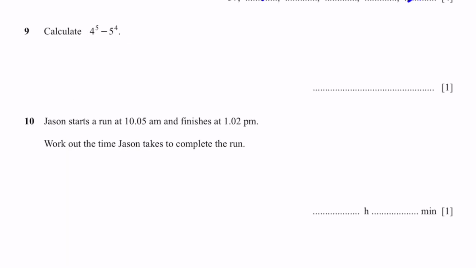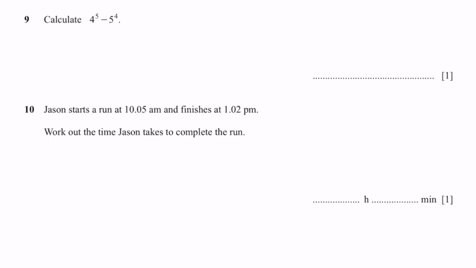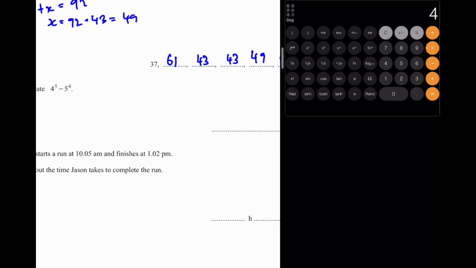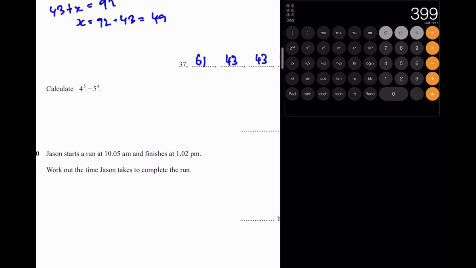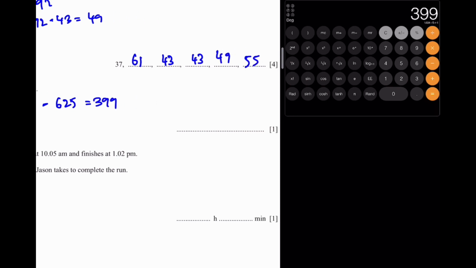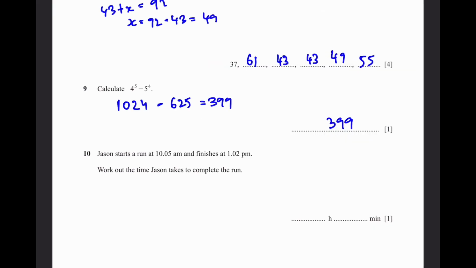Question 9. Calculate 4 to the power of 5 minus 5 to the power of 4. Let's do that on the calculator. 4 to the power of 5, 1024, minus 5 to the power of 4. It's equal to 399. And why? Because 4 power 5 is 1024, as we saw, and 5 power 4 is actually 625. When we do that, it's 399. That's the answer.